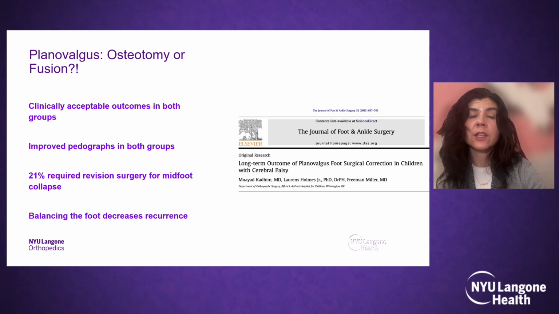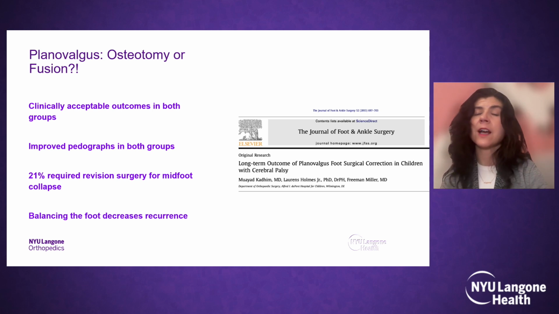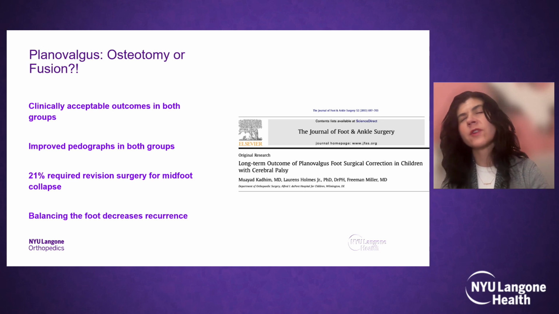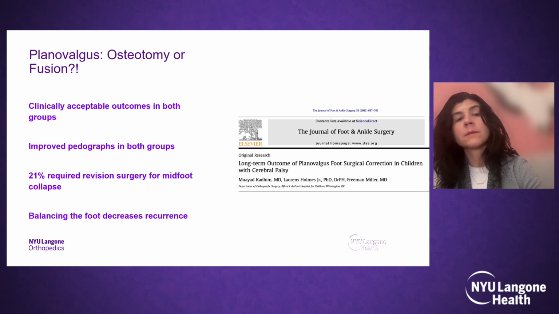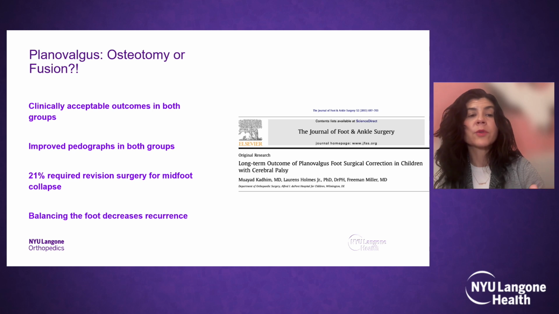And they looked at an age-matched control of the osteotomy and the fusion patients. There's a big variety in CP, but they tried to get to the bottom of it and match it as well as they could. And they found clinically acceptable outcomes in both groups. There were improved pedobarographs in both groups, but 21% required revision surgery for midfoot collapse, regardless of whether they had an osteotomy or a fusion. So that's something to tell parents.